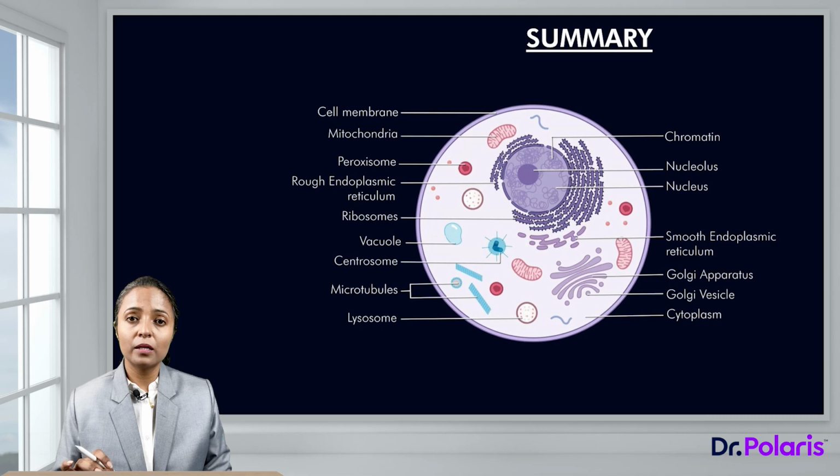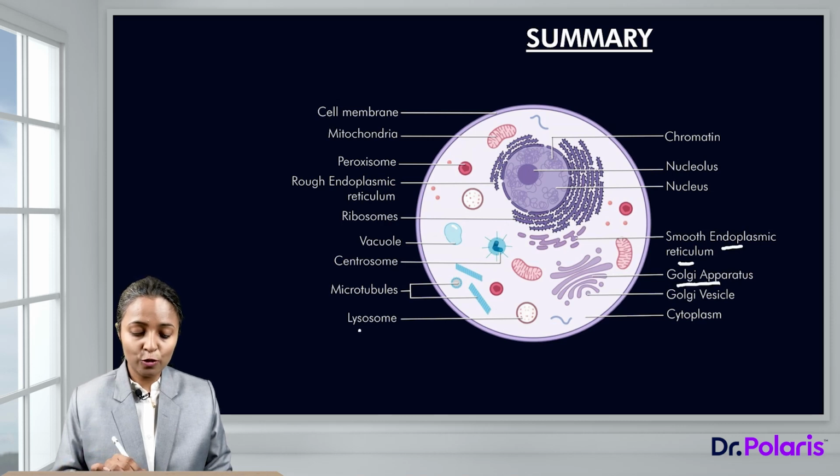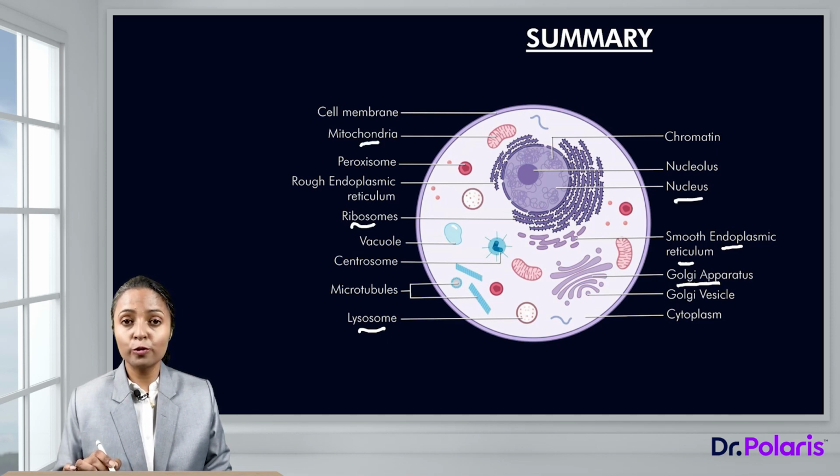So in summary, we saw the characteristics of the cell membrane of the cell and the structure and functions of various organelles, that is the endoplasmic reticulum, Golgi apparatus, lysosomes, ribosomes, mitochondria, nucleus, and then we also saw the cytoskeletal elements which are present in the cells, that is the microtubules, microfilaments, and intermediate filaments.